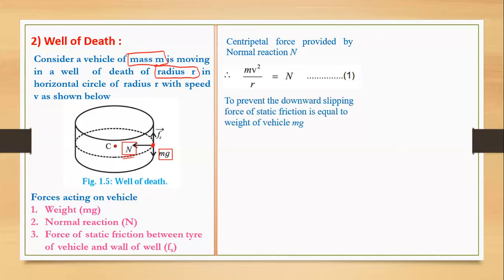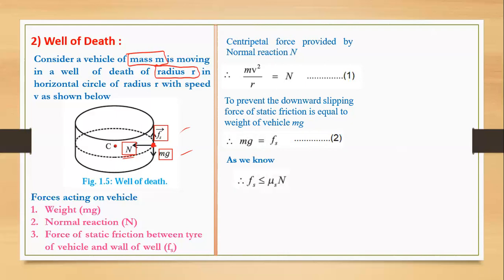In a similar manner, the second thing is to prevent the downward slipping. To prevent the downward slipping, the force of static friction is equal to the weight. Pay attention. So this is the force of static friction. To avoid the downward slipping of this vehicle, these two forces must be equal, this weight and the force of static friction. So we get the second equation: weight is equal to the force of static friction.